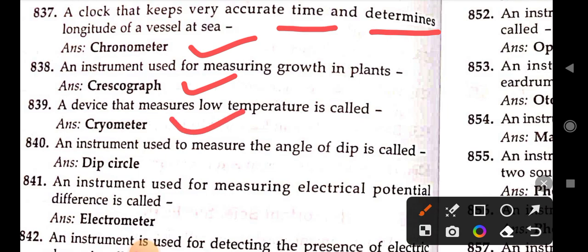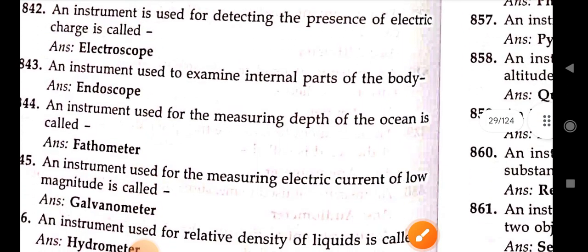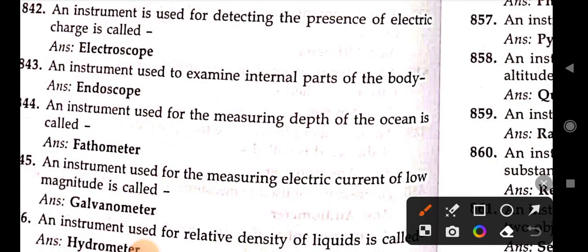An instrument used for measuring the angle of dip is called a dip circle. An instrument used for measuring electrical potential difference is called an electrometer. Next, an instrument used for detecting the presence of electric charge is called an electroscope. An instrument used to examine internal parts of the body is an endoscope.